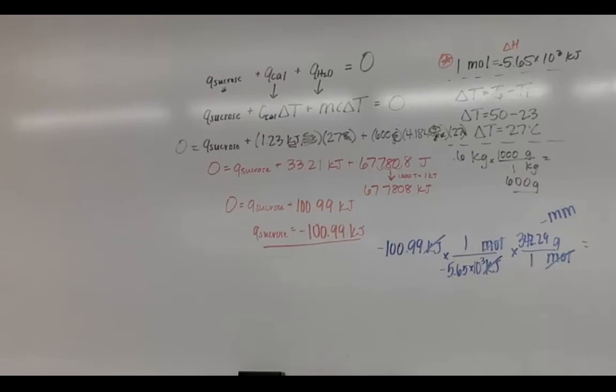So if we go 100.99 times 342.29 divided by 5.65 e to the third, we get 6.12 grams.